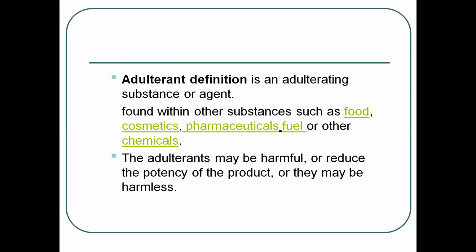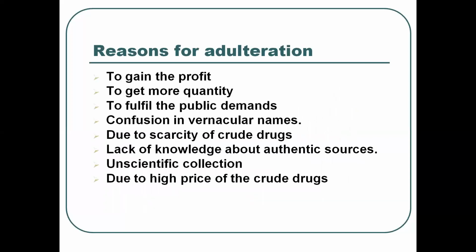Now, what is an adulterant? Adulteration, you know, is milavat. And the substance with which the adulteration is done is known as an adulterant. So the adulterant definition is this: it is an adulterating substance or agent which is found within other substances such as food, cosmetics, pharmaceuticals, fuels and other chemicals, other than their main ingredient. The adulterant may be harmful, or it can also reduce the potency of your product, or it may be harmless also.